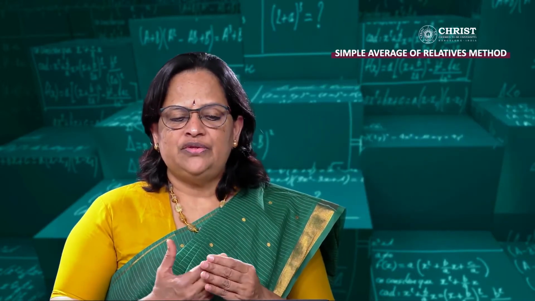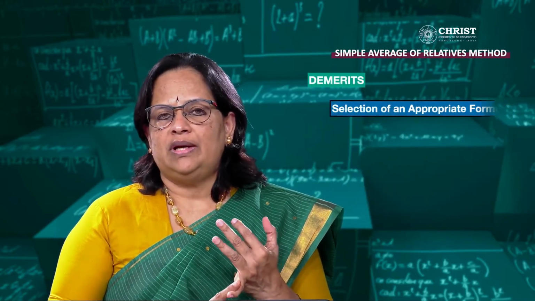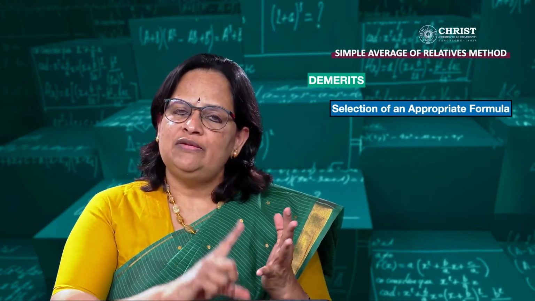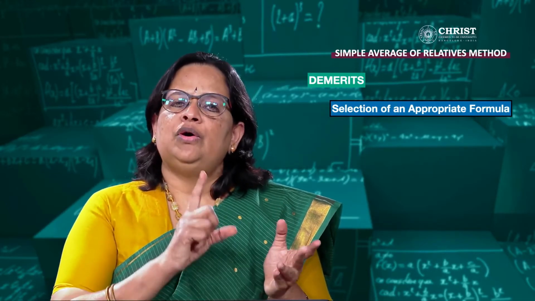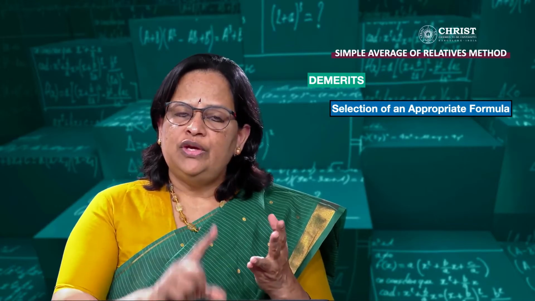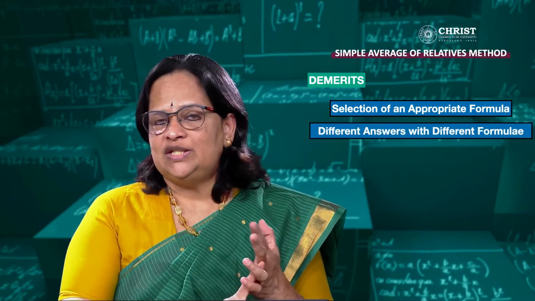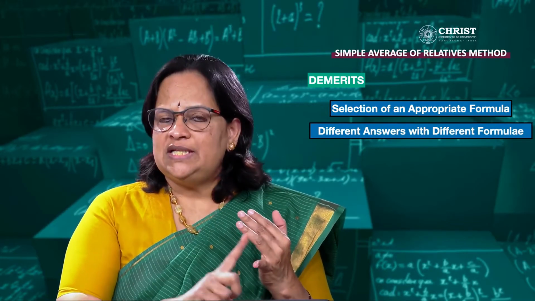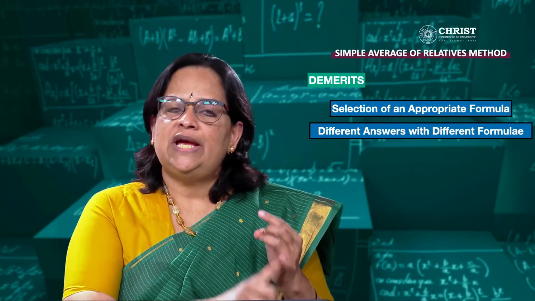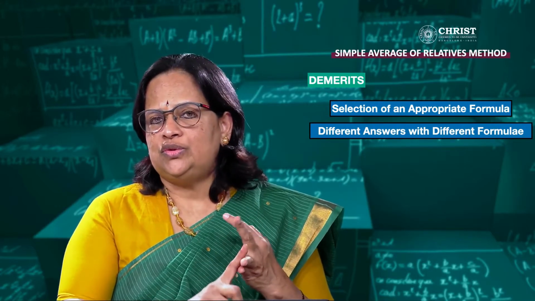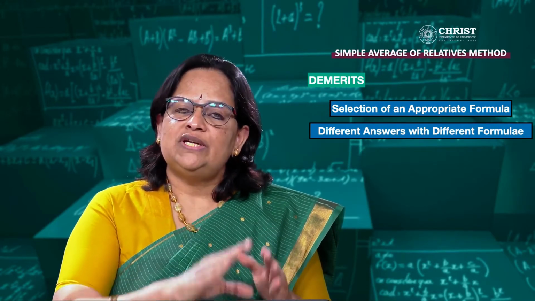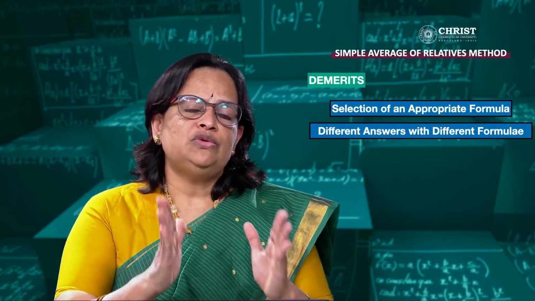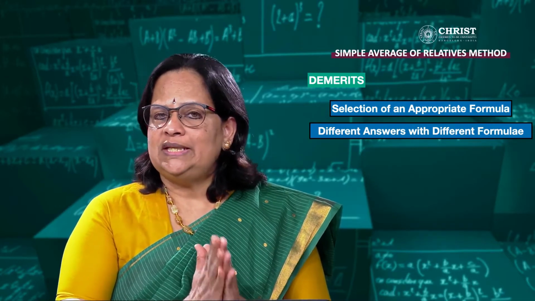Now the demerits, if you see that selection of an appropriate formula, we have two options. One is either we can use arithmetic mean or we can use geometric mean. So if we use different formula, different answers we will get. So that is another limitation. So first one is selecting an appropriate formula, whether we have to use arithmetic mean, or second one is we have to use the geometric mean. Then second one is if you are using different formulas, we will get different values as the index.